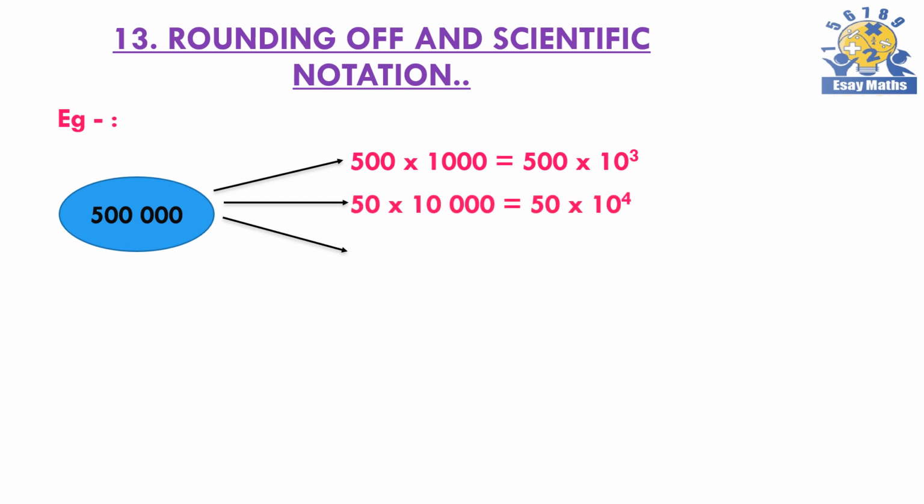Second way, 50 into 10,000. Then we can express it as 50 into 10 to the power 4. It's very simple. It's 50 into 10 to the power 4. Third way, 5 into 100,000. We can express it as 5 into, in 100,000 there are 5 zeros, therefore 10 to the power 5. Then the final answer is 5 into 10 to the power 5.